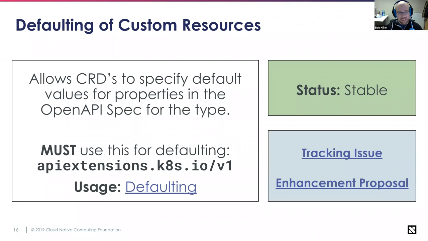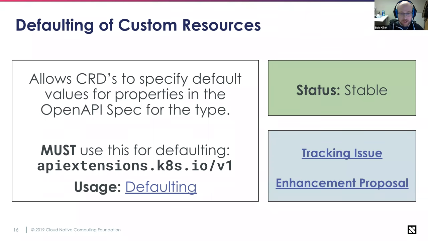So touching on what was said before, this enhancement was sort of two separate ones, pruning and defaulting. Pruning was promoted to GA and defaulting was promoted to beta in the 1.16 release. This wraps it up by bringing defaulting to stable in the 1.17 release.